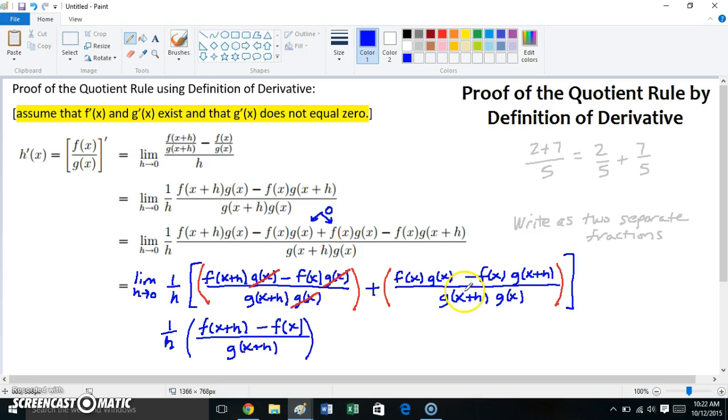And in the second fraction, f of x times g of x minus f of x times g of x plus h over the denominator, let's factor out a negative f of x. So negative f of x times g of x plus h. I'm going to reorder these since this guy will become negative and this guy will become positive, over g of x plus h times g of x.